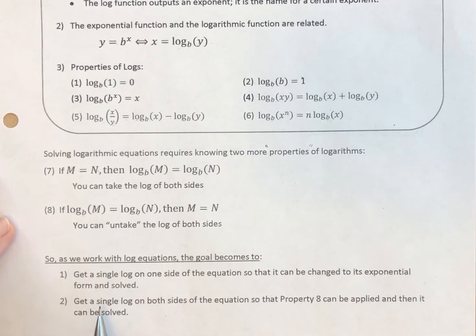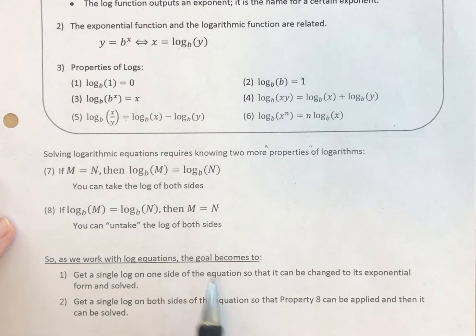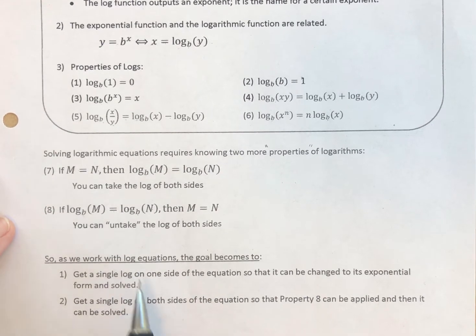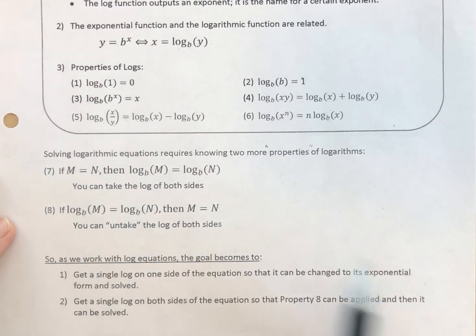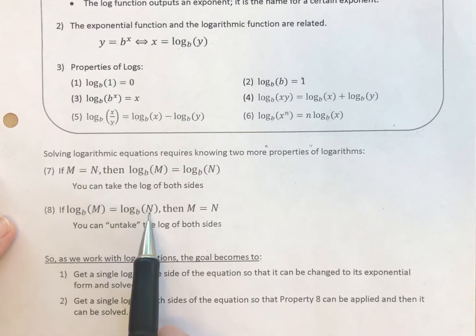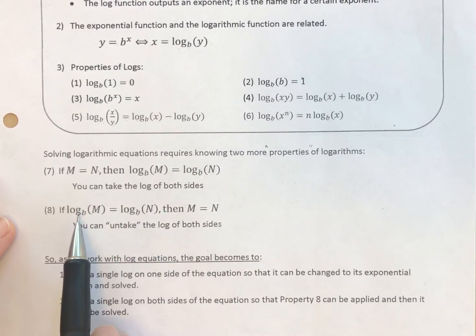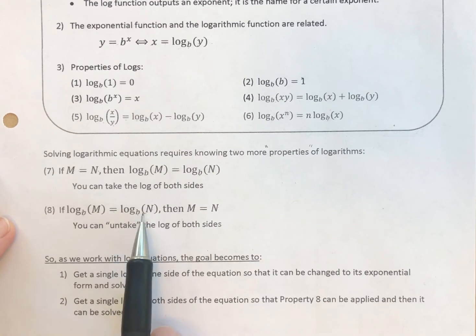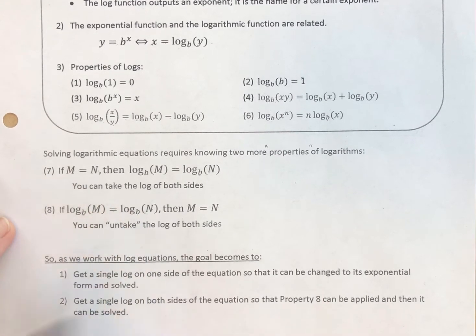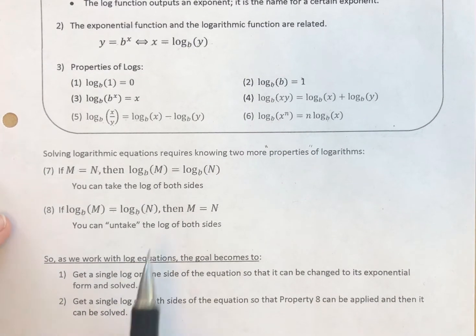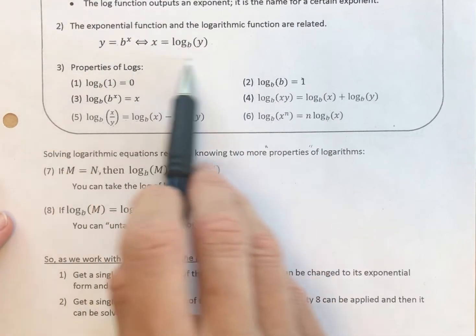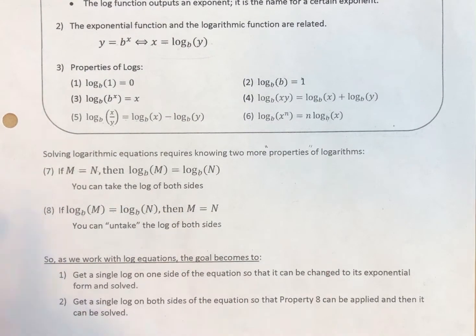The second thing we'll take a look at is if we work with log equations, we want to get a single log on both sides. Perhaps you can't get a single log on one side. Can you get a single log on both sides of the equation? If that's the case, then we can go to property 8. I've got one log equals one log, same base. I can untake the logs and say that m equals n, and it can then be solved. So we're going to be looking primarily at these two in this video lecture.